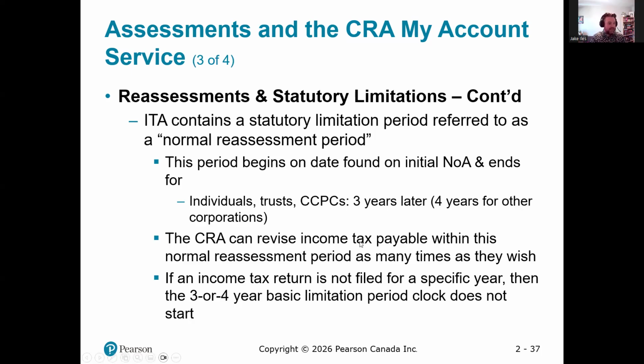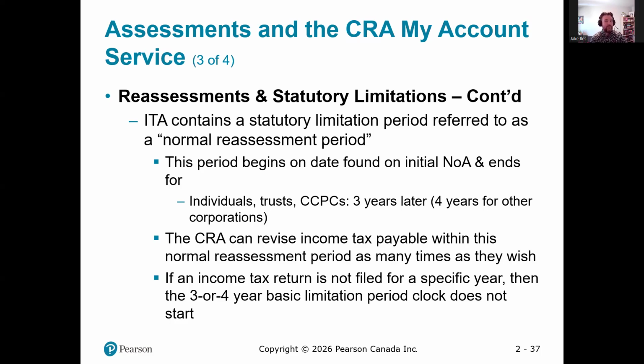The CRA can revise income tax payable within the normal reassessment period as many times as they wish. So sometimes you and the CRA might get into disagreements. The CRA says, well, we don't see any tuition credits on file, so we've removed them. And you can go back to the CRA and say, no, no, no. Here's my slip from Fanshawe saying these are the tuition credits paid. Please put them back on.